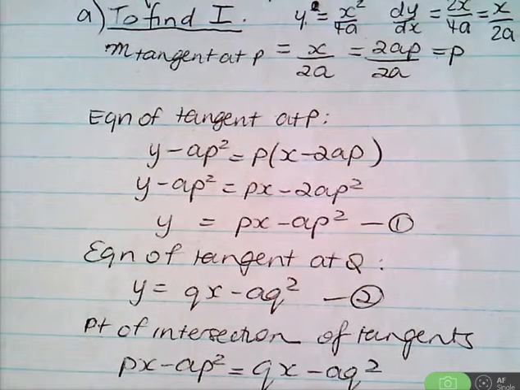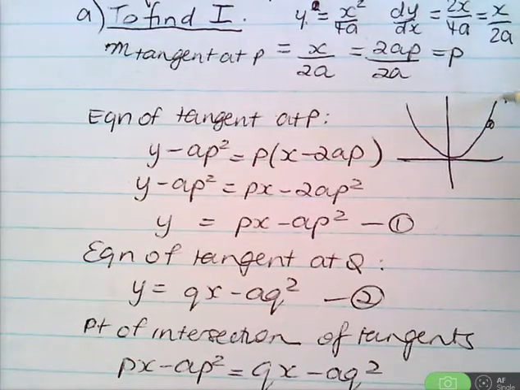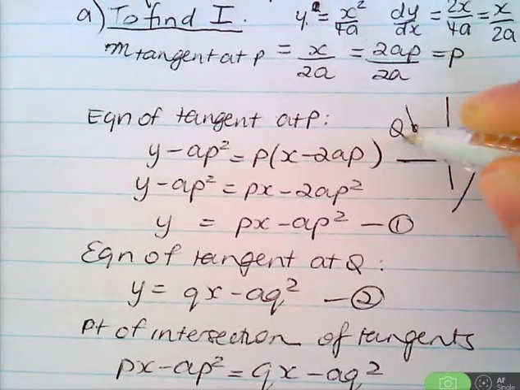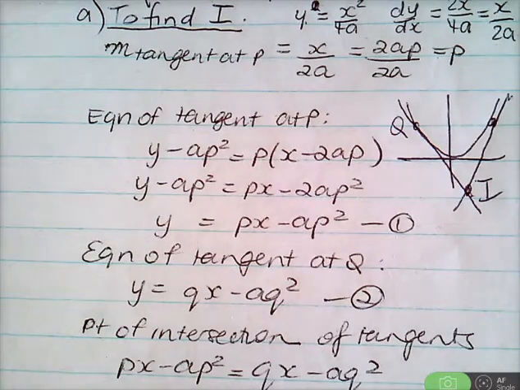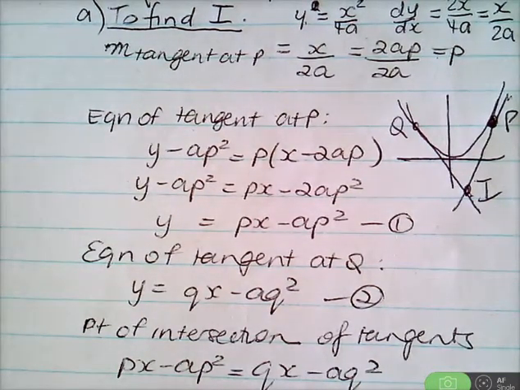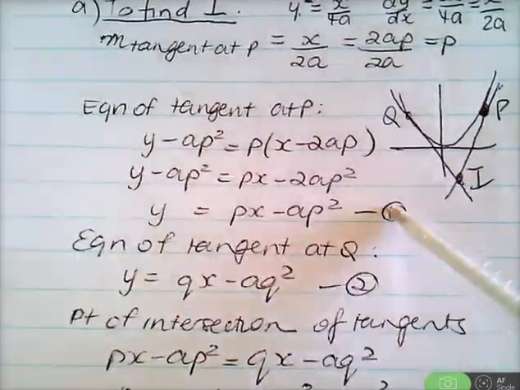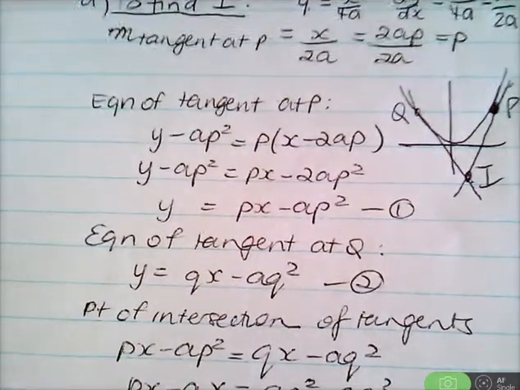The equation of the tangent at Q is y equals qx minus aq squared. You want I, the point of intersection of those two. Do I need to have a quick sketch of this? You've got P and you've got Q, the gradient of the tangent at P, the gradient of the tangent at Q, and I is the point of intersection. P is (2ap, ap squared) and Q is (2aq, aq squared). To find the point of intersection, solve simultaneously. So y equals that and y equals that, so put them equal to each other.